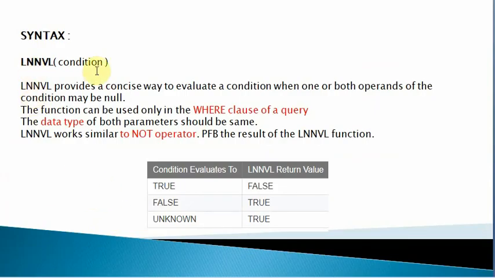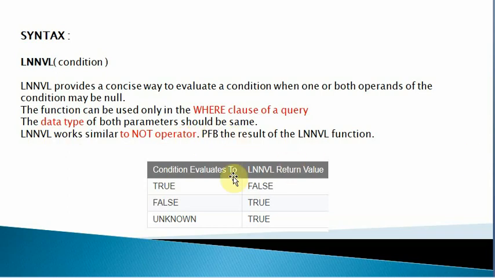Then we have the LNNVL. This provides a concise way to evaluate a condition when one or both operands of the condition may be null. This function can be used only in the WHERE clause. The data type of both parameters should be the same, and this works similar to the NOT operator.